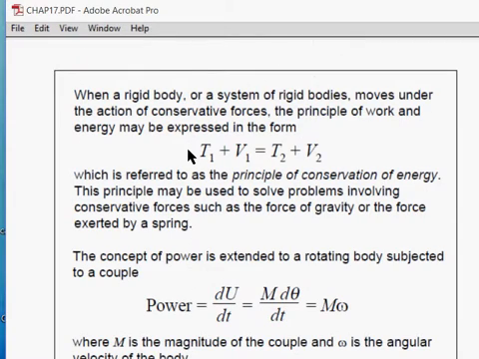If the forces are conservative, the external forces that do not do work, the sum of the kinetic energy plus potential energy at position 1 is the same as the kinetic energy plus potential energy at station 2, at the final position. This is called the principle of conservation of energy.